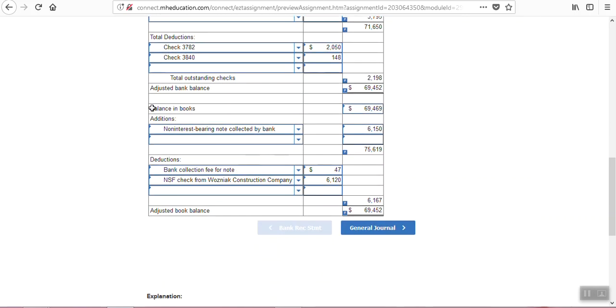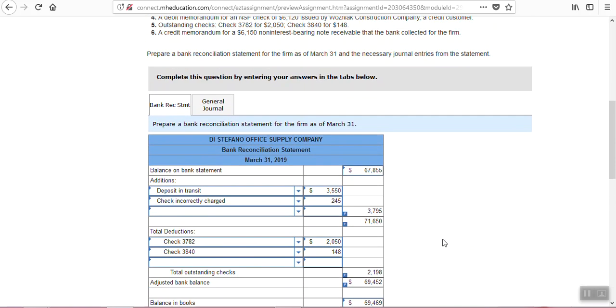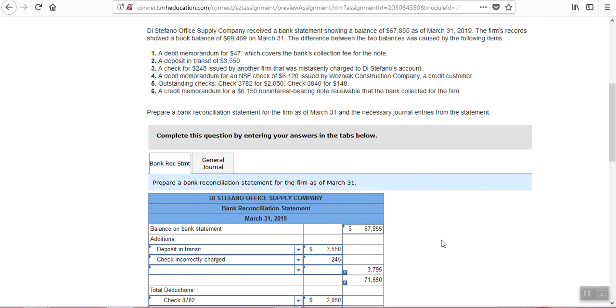In the bottom, we start with the balance in the books, and then we've got this whole section where we're looking at and recording things that the bank has recorded, but that we might not have recorded. So let's just walk through this. The balance on the bank statement is the $67,855 that it gives us up here, and that's just a matter of fact, that's what was shown on the bank statement. Then we're looking for deposits in transit, or bank errors, or outstanding checks.